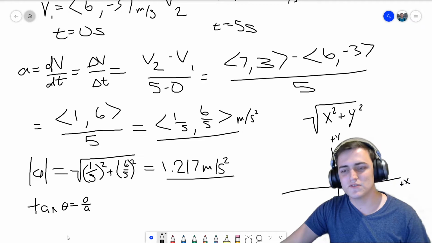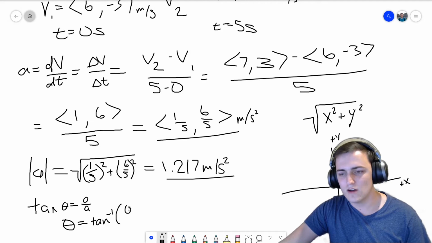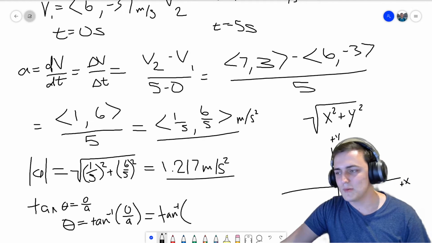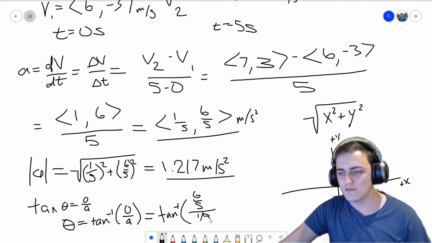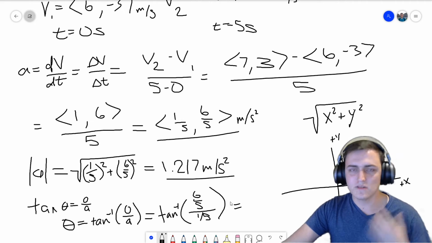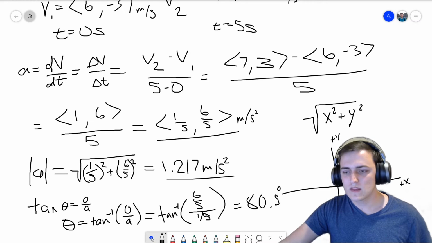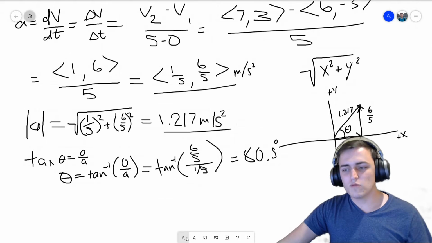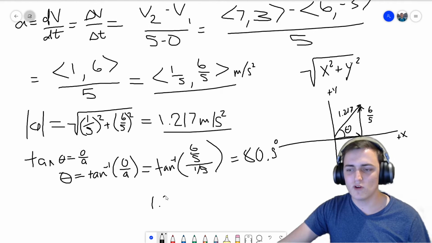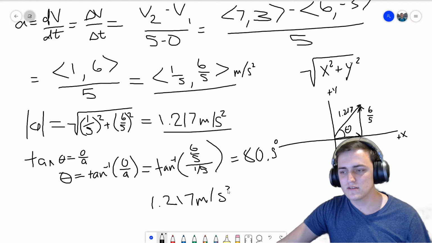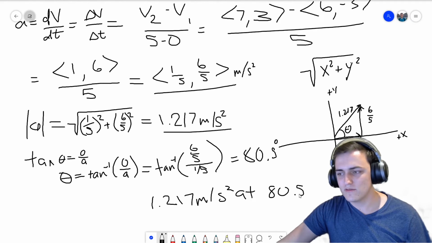And we can take the tangent inverse of this equation. So we have theta equals tangent inverse of opposite over adjacent, which is equal to tangent inverse. Our opposite is going to be 6 over 5 divided by our adjacent of 1 over 5. And so that gives us an angle of 80.5 degrees. And so normally you will rewrite your magnitude and direction and say 1.217 meters per second squared at 80.5 degrees north of east, right?